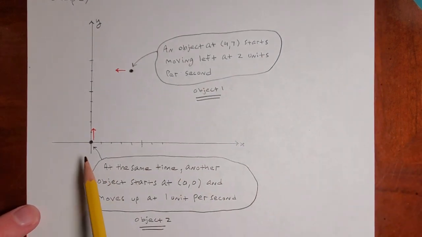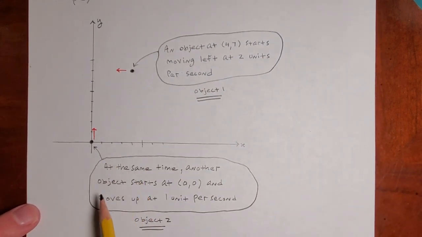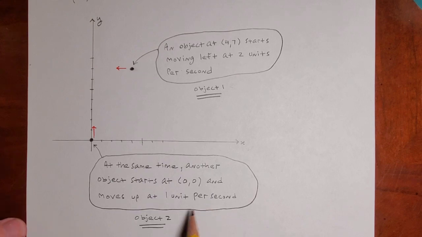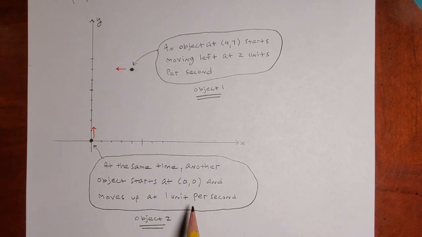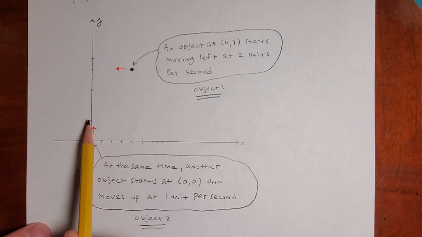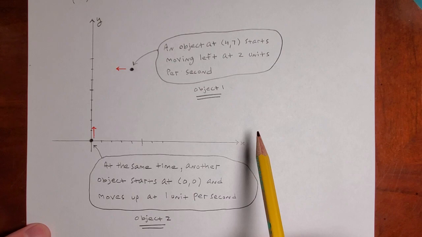And then say at the same time, there's another object that starts at the origin, 0 for x, 0 for y, and it moves up at 1 unit per second. Now again, you might not be sure how the math works out yet, but if it moves up at 1 unit per second, it starts here at 0, and then it goes to 1, and then 2, and then 3, 1 second at a time, all right?